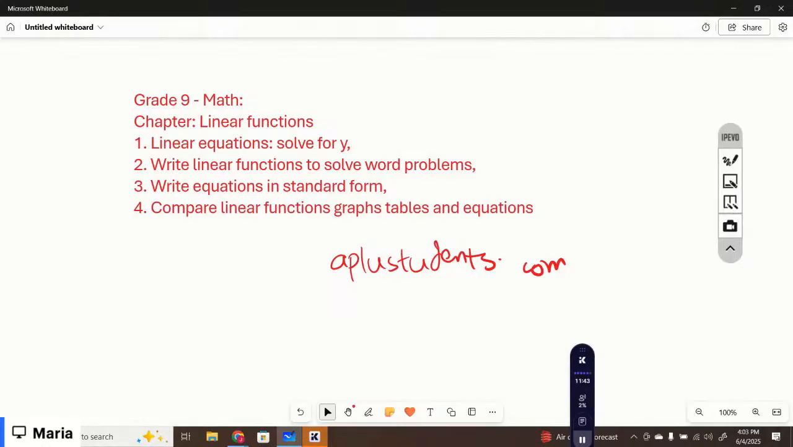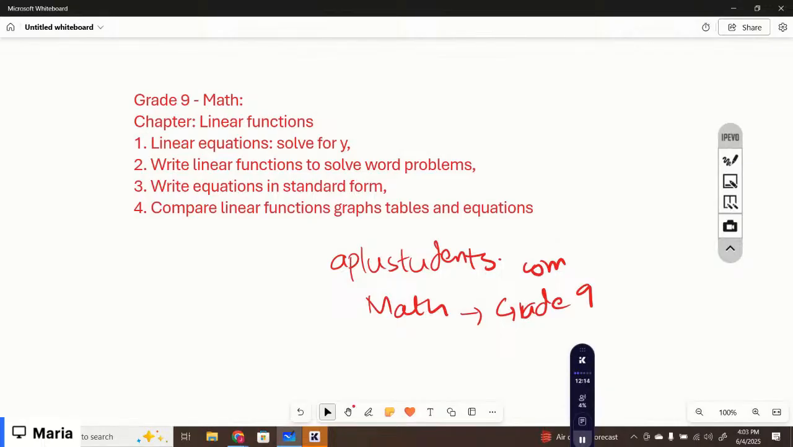There you have to log in using your email address and password as well as the administrator. Then you have to select math from the subject tab, scroll down to grade 9 math, and then click on view all lessons. There you can find a list of chapters.